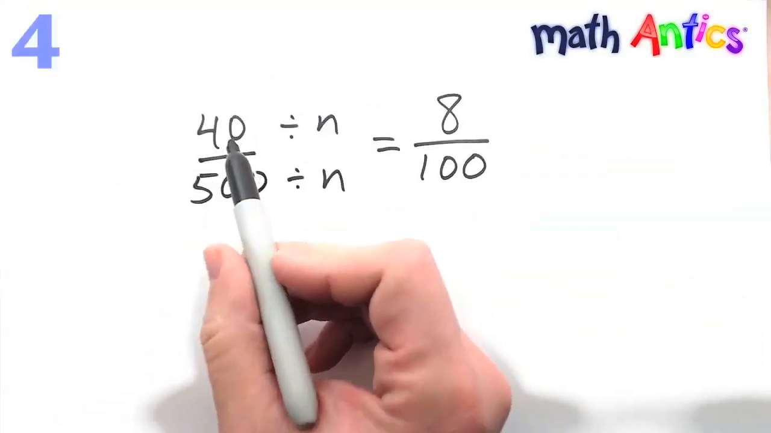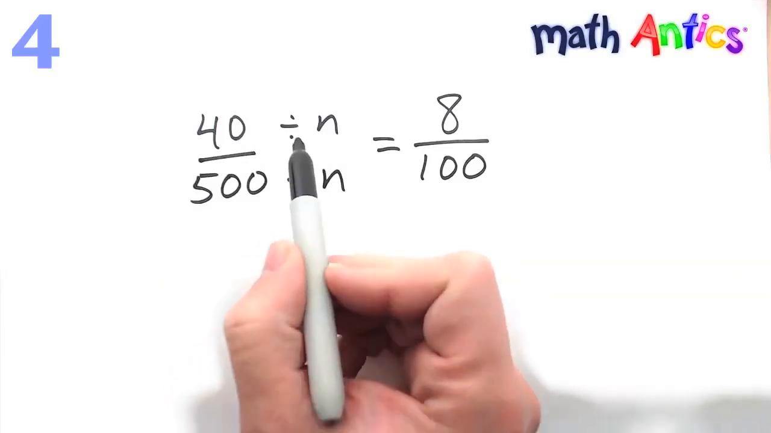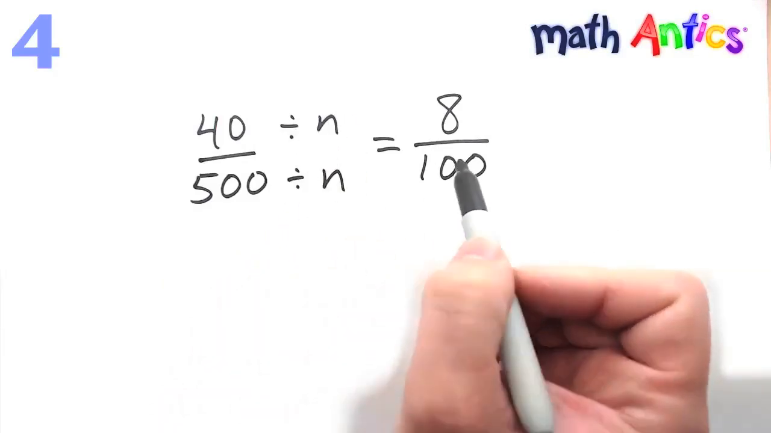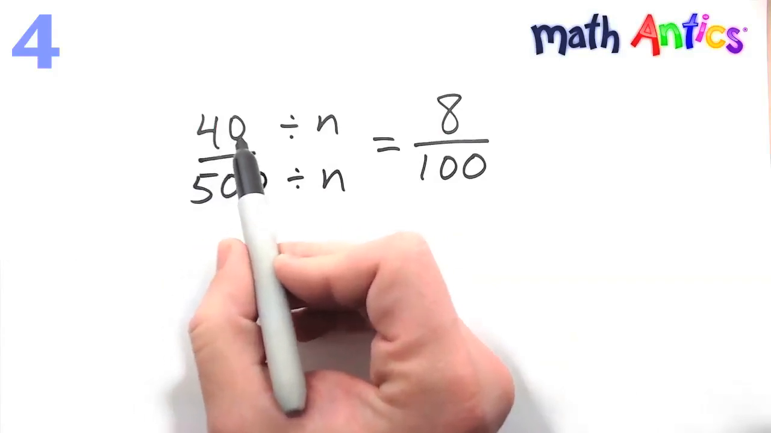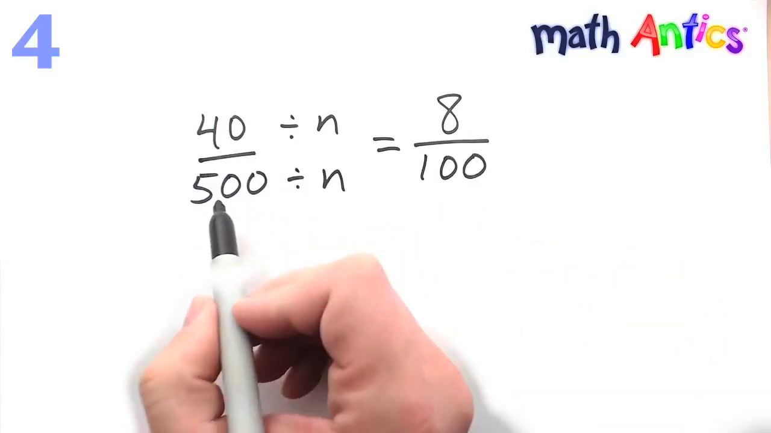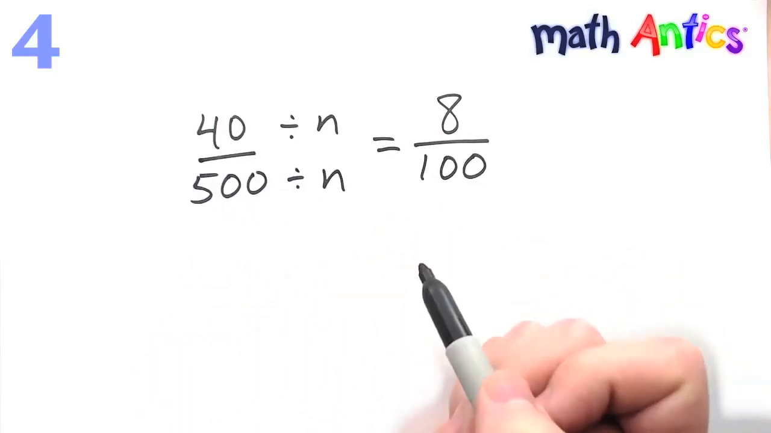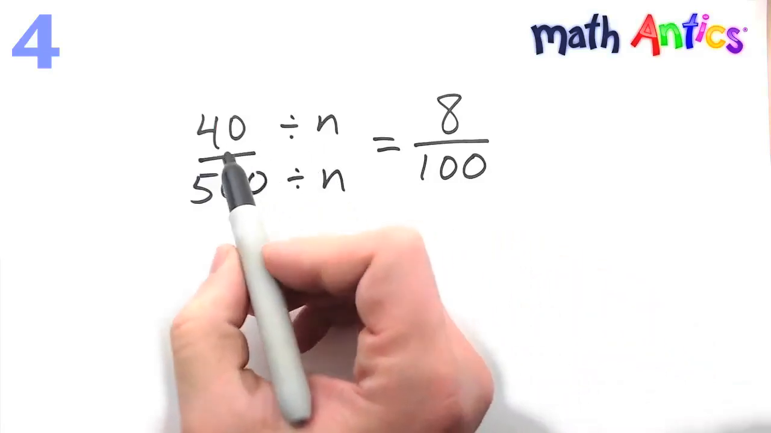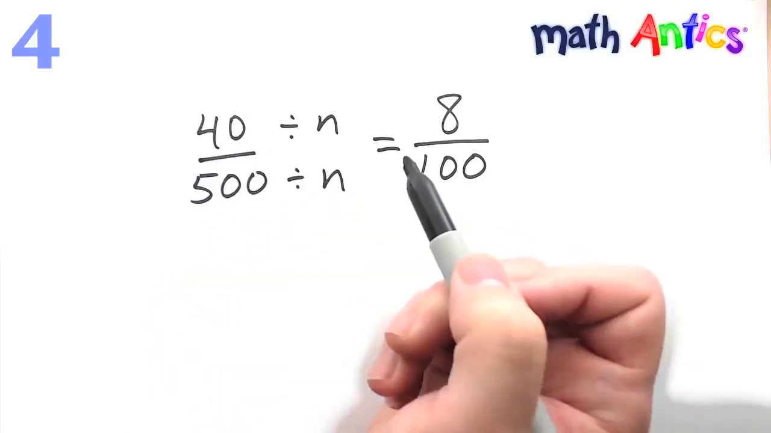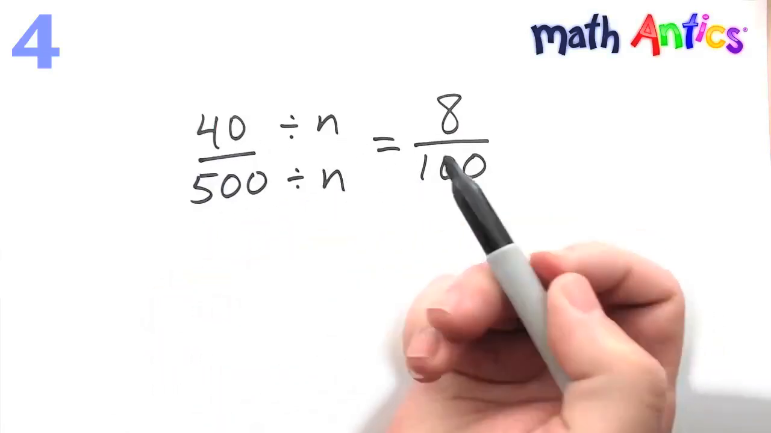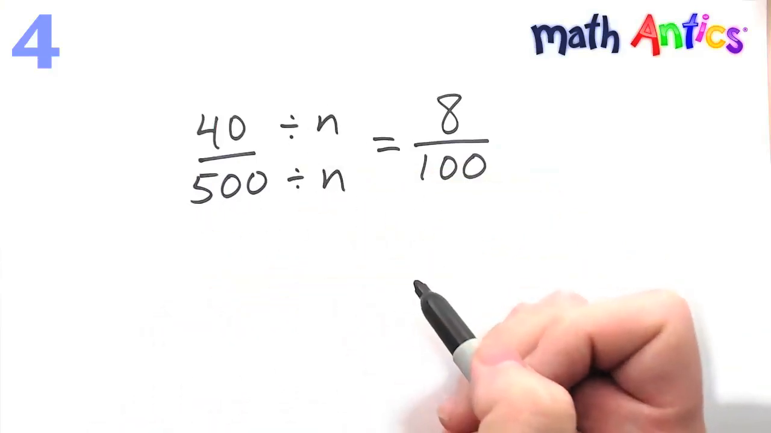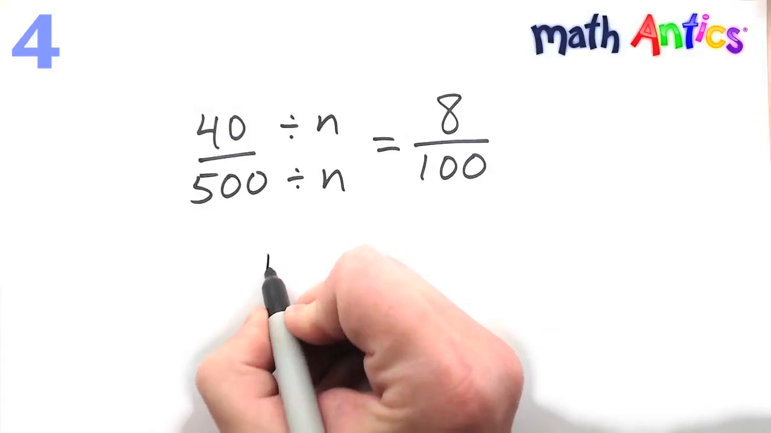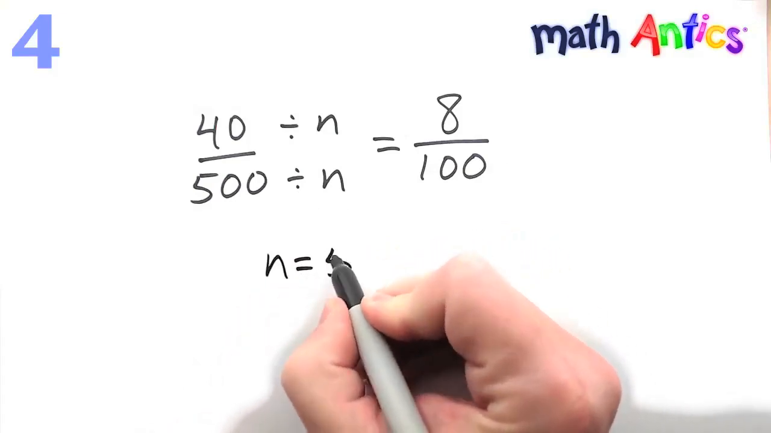And now we have another fraction where the top and bottom numbers are being divided by a missing number to get an equivalent fraction. So we need to ask ourselves, 40 divided by what equals 8, and 500 divided by what equals 100. Well, we can see that 40 divided by 5 would equal 8, and luckily that works because 500 divided by 5 equals 100. So we know that the missing number, n, equals 5.